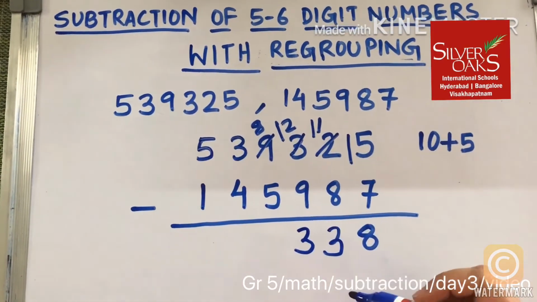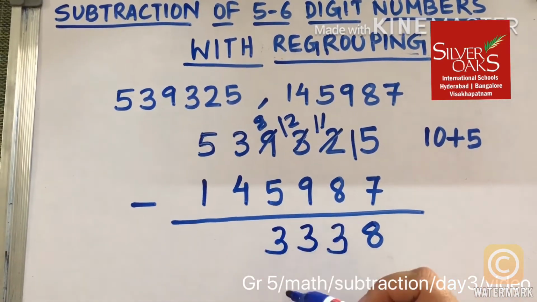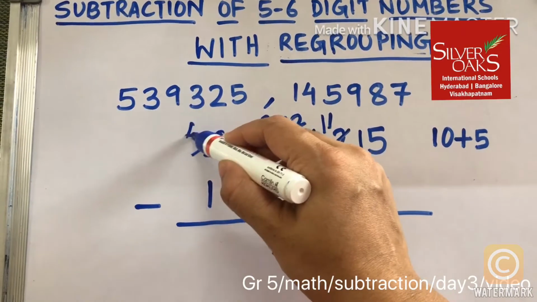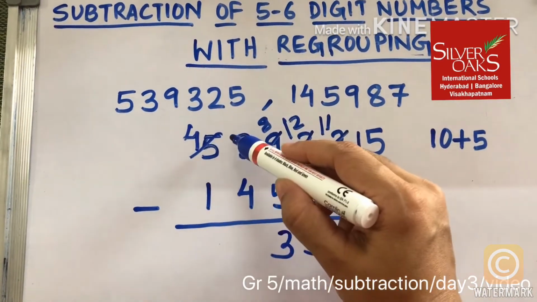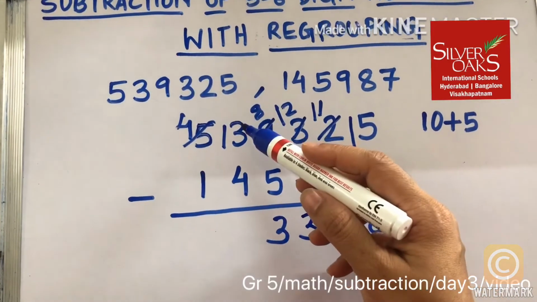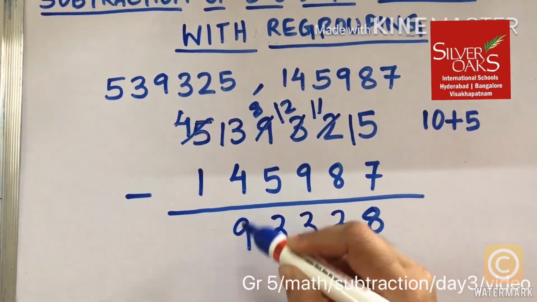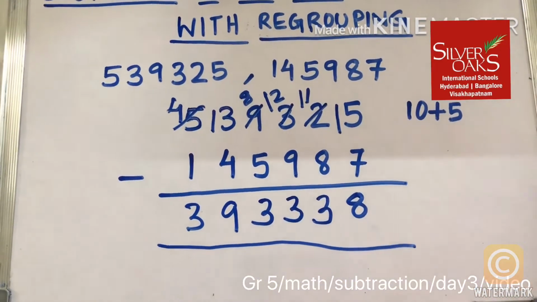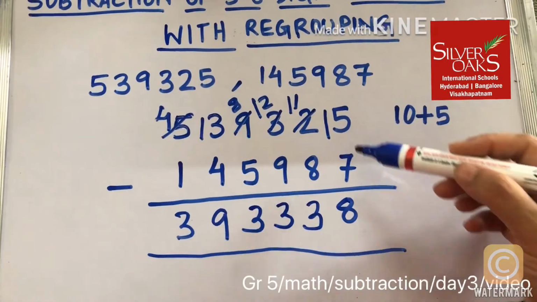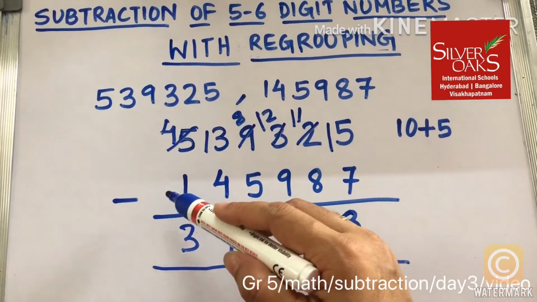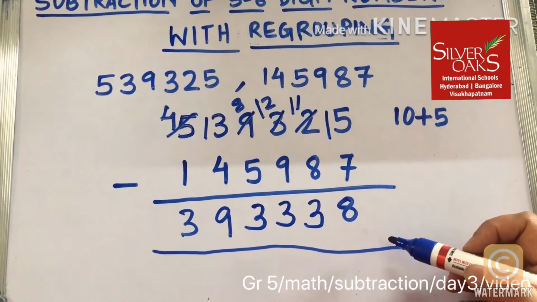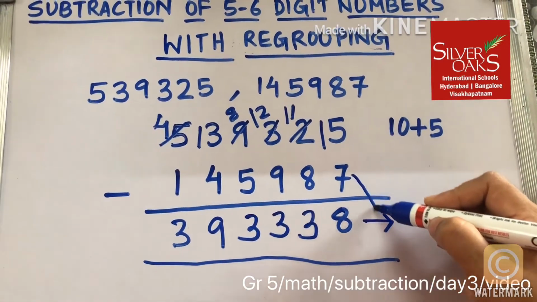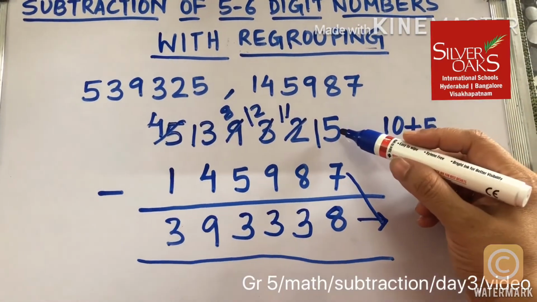Now 8 minus 5 we can do without regrouping, which is 3. Now again 3 minus 4 cannot be done. So I'll borrow from the 5. 5 becomes 4. This becomes 13. And 13 minus 4 is 9. And 4 minus 1 is 3. So we have completed the subtraction starting from the ones place till the lakhs place. To verify your subtraction, you can add this number and this number, then you will be getting the first number.